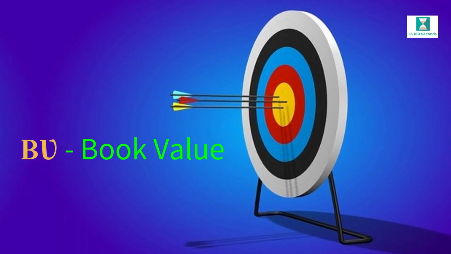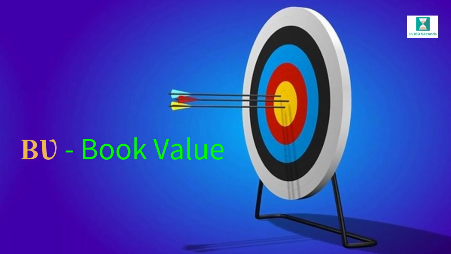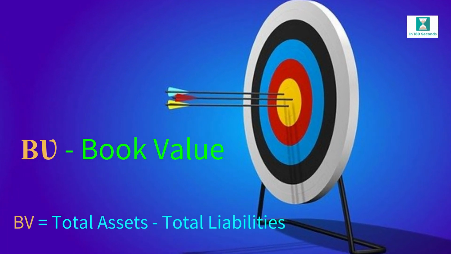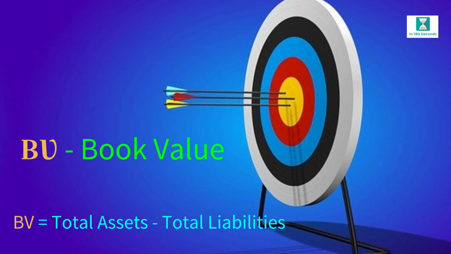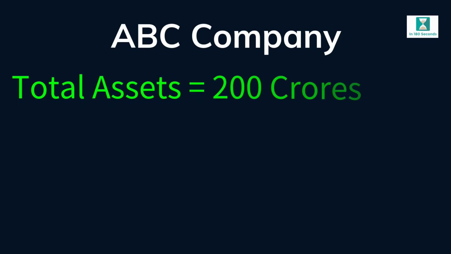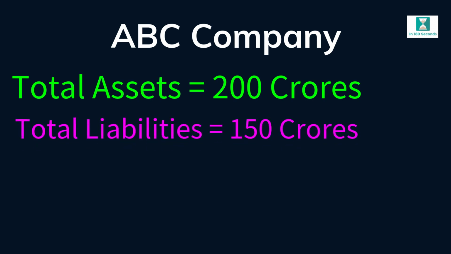Alright, let's understand the book value of a company. Book value, or BV, in its simplest form is nothing but the difference between the total assets and total liabilities of a company. For example, a company ABC has total assets valued at 200 crores, and the total liabilities stand at 150 crores. Then the book value of the company is 50 crores.